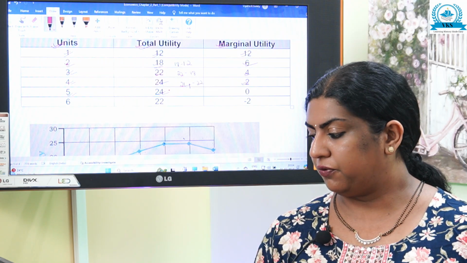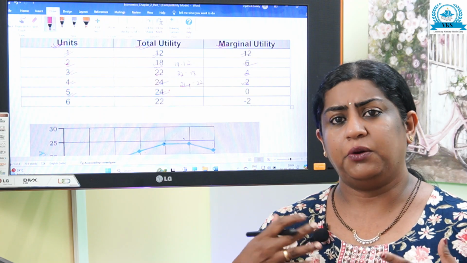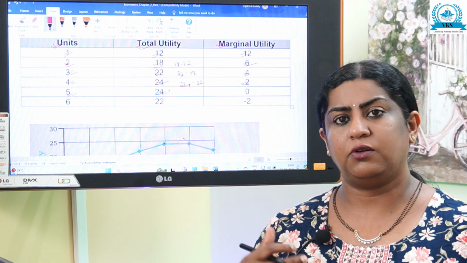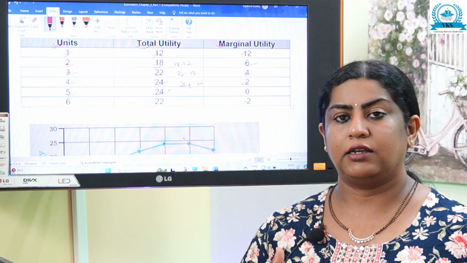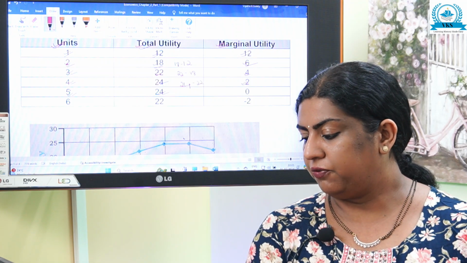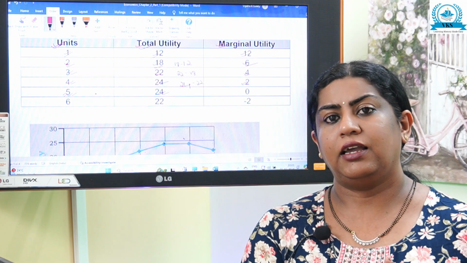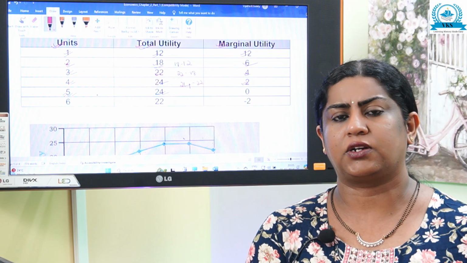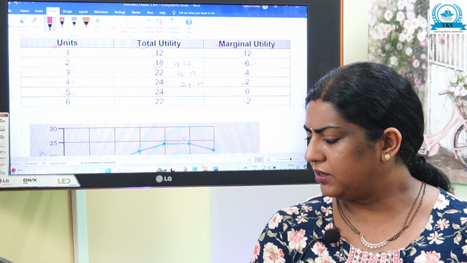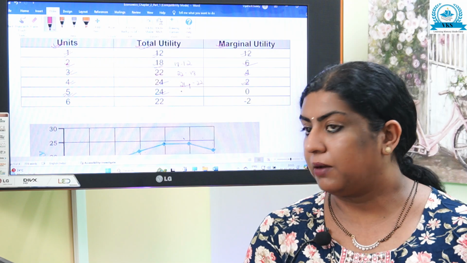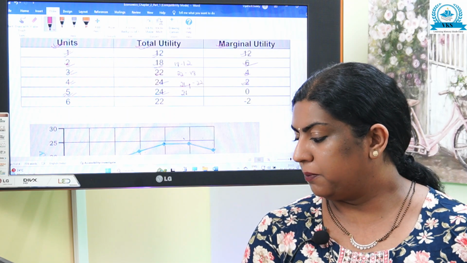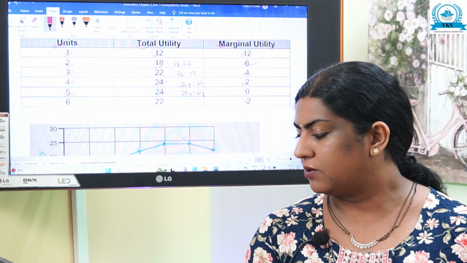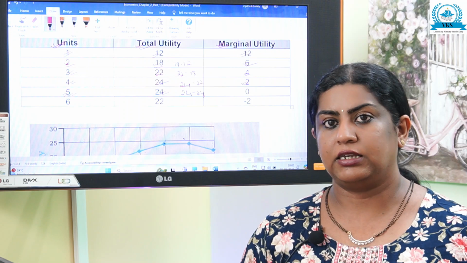But when I am having the fourth one, it is like I don't want it, but I am just having it. So the utility level decreases even more. By the time I have the fifth one, it is like without wanting, which means you don't have any satisfaction, so the total utility remains the same, and at that time what happens to marginal utility? It becomes 0. 24 minus 24, it becomes 0.